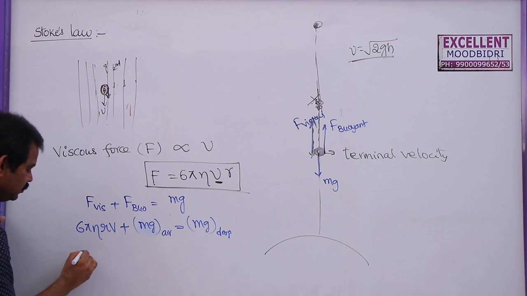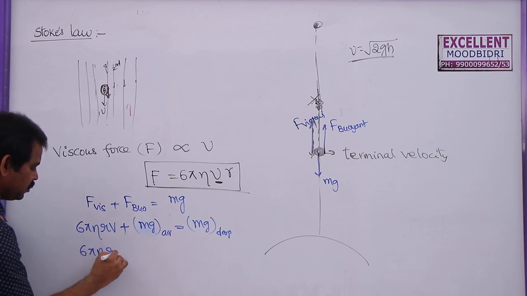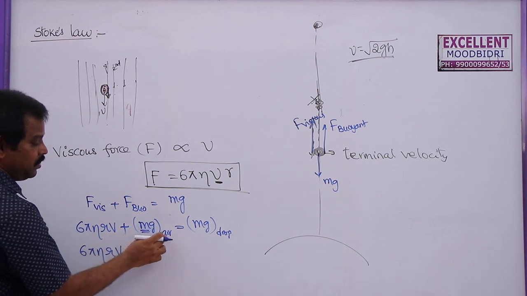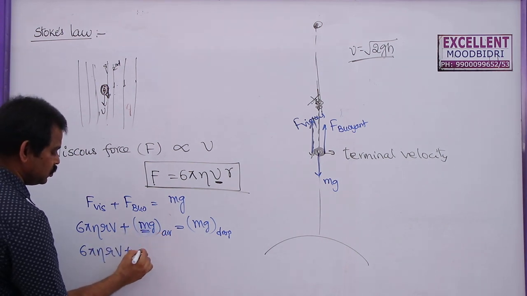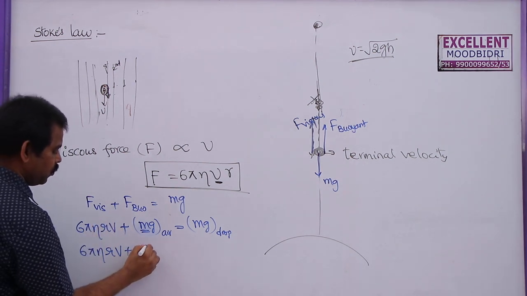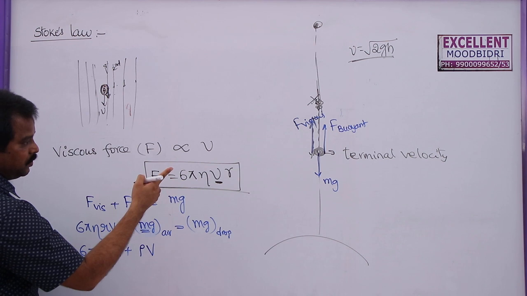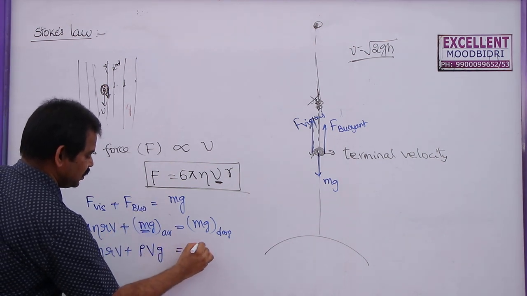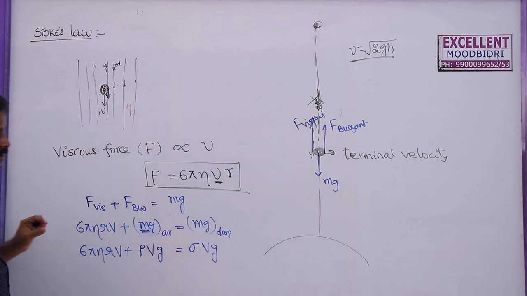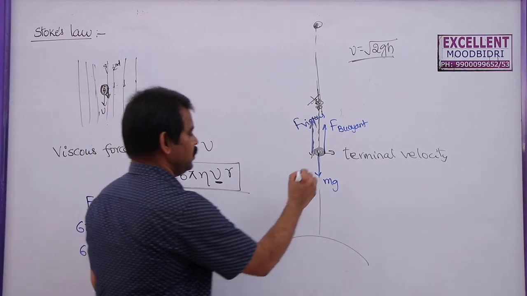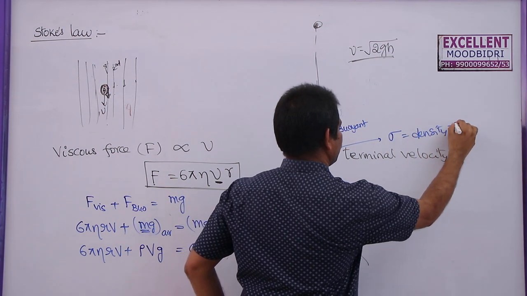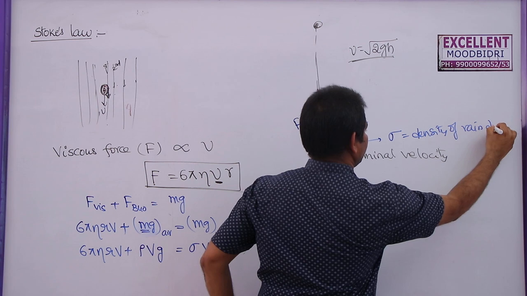Now we can write this as 6 pi eta R V plus, what is the mass here? The mass of the air displaced, that is density into volume. Generally we wrote the density of the liquid as rho, and the volume of the fluid displaced, air displaced, is V, into g. This is equal to sigma into V g, where sigma is the density of the raindrop. Here I am going to take sigma as the density of the raindrop.